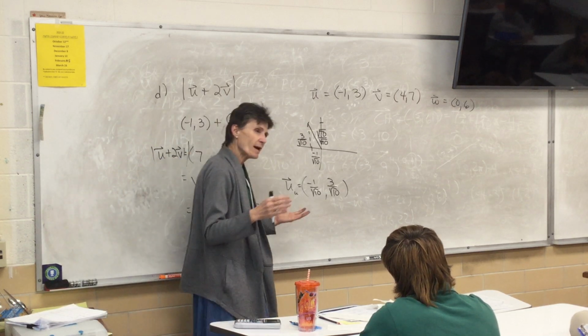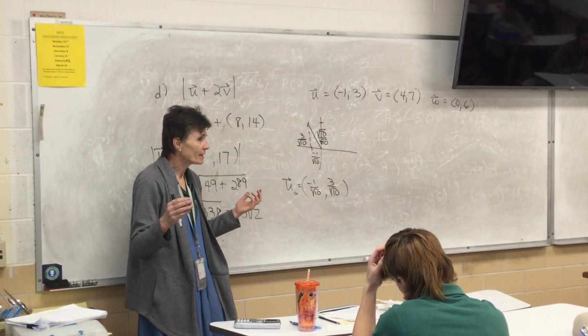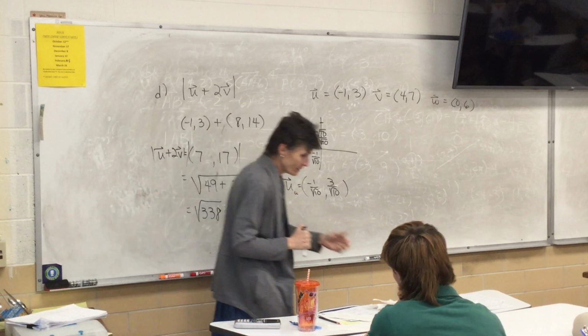So how did I do that? How do I make a vector into a unit vector? Real simple. I just divide it by its magnitude, right? And that gives me a length of 1.